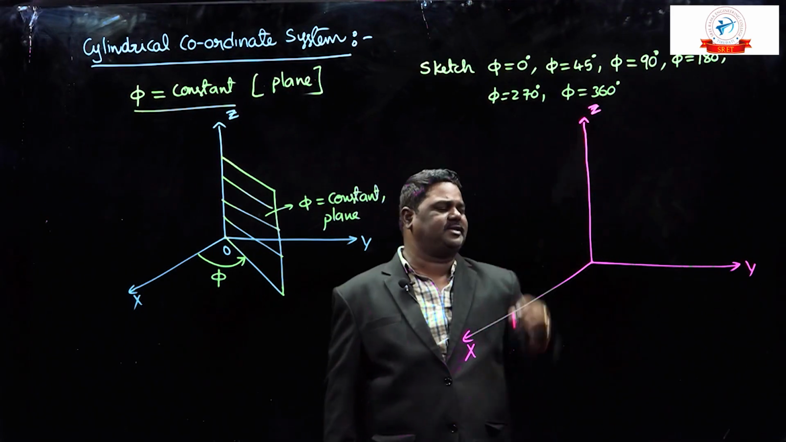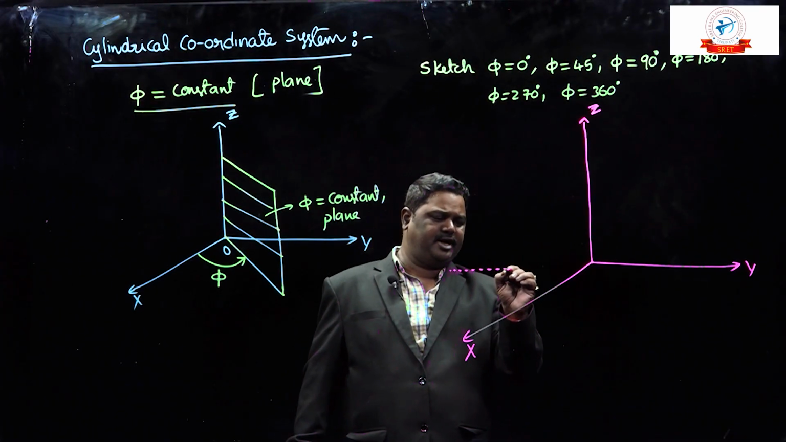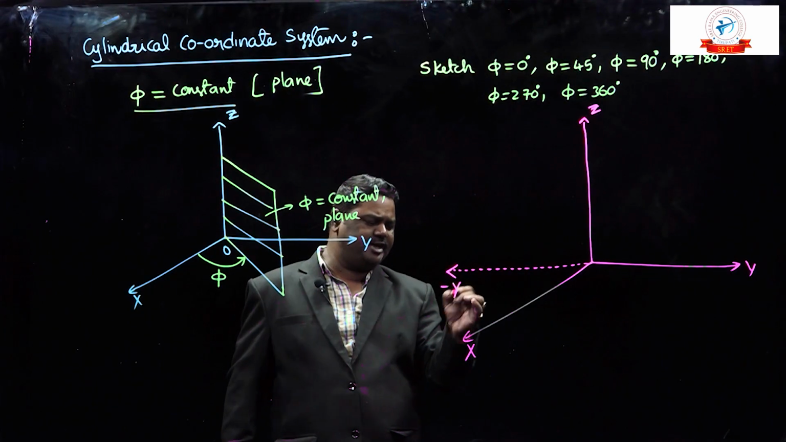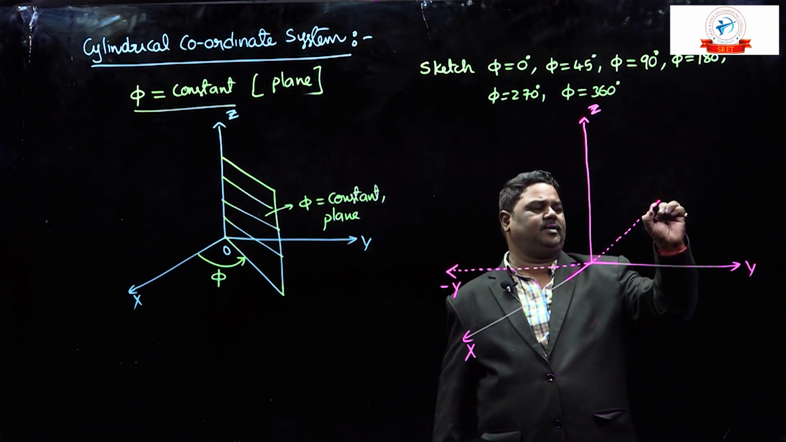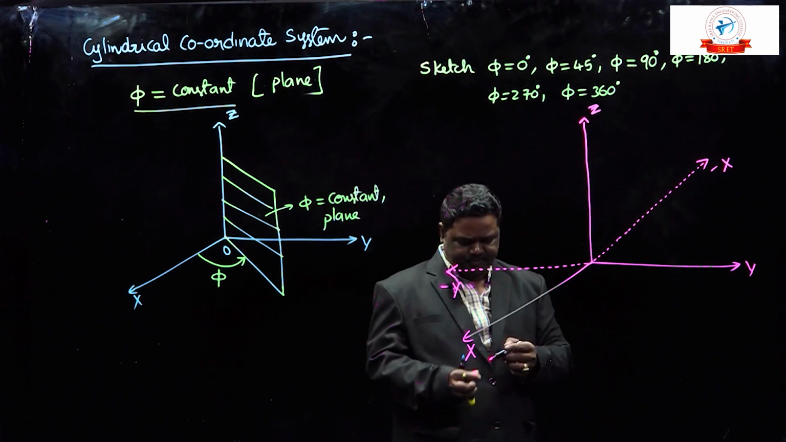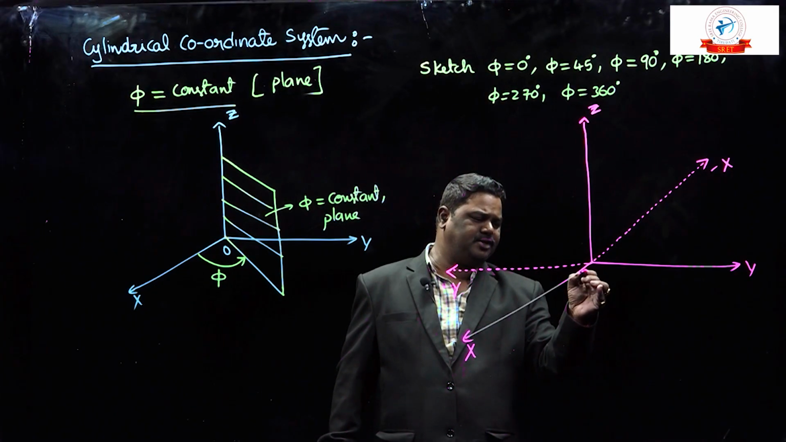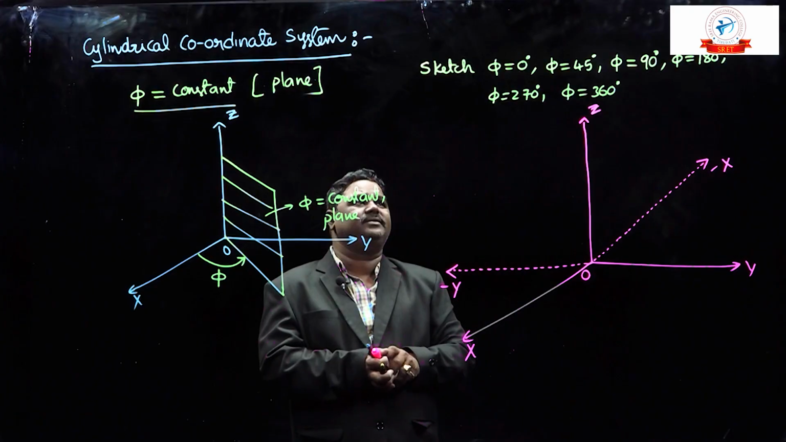I consider coordinate axes, and also I consider the negative y-axis and the negative x-axis. This is the negative y-axis and this is the negative x-axis. So this is the origin. So now just see here, what is the first one?